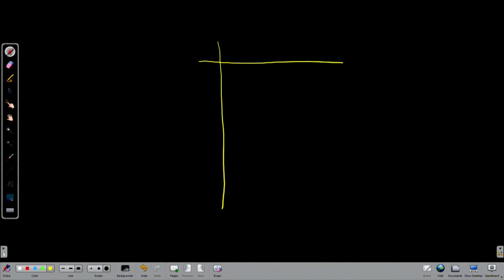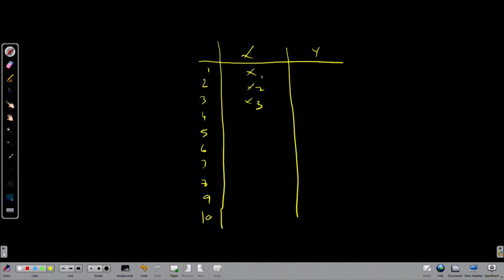Quickly, I'll write there total 10 data: 1, 2, 3, 4, 5, 6, 7, 8, 9, 10. And remember, we had x value and y value. So x value is x1, x2, x3, x3, x2. I have the data in front of me.